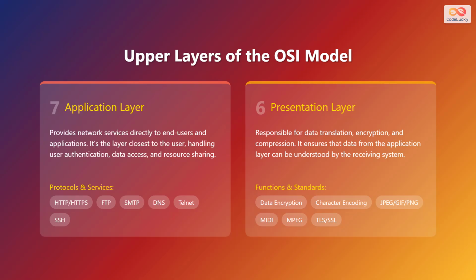Next is the presentation layer, also known as layer 6. The presentation layer is responsible for data translation, encryption, and compression. It ensures that data from the application layer can be understood by the receiving system. Some of the functions and standards associated with the presentation layer include data encryption, character encoding like JPEG, GIF, PNG, MIDI, MPEG, and transport layer security/secure sockets layer TLS/SSL.